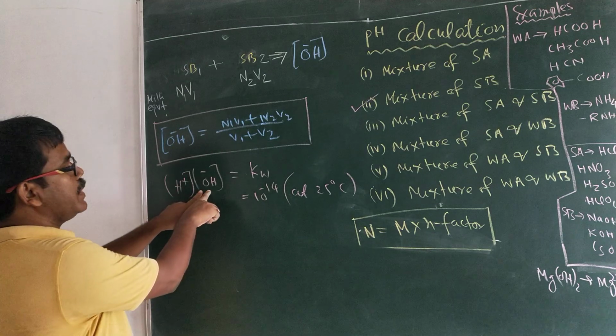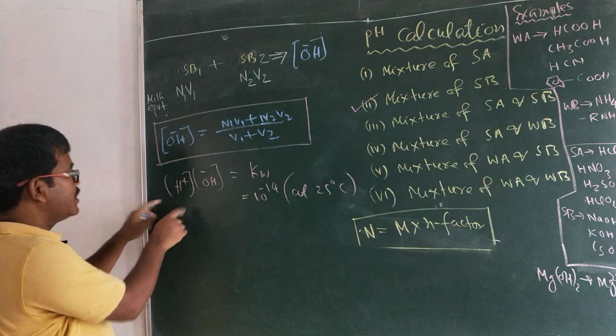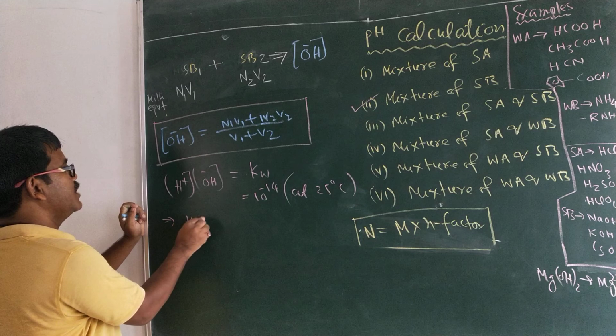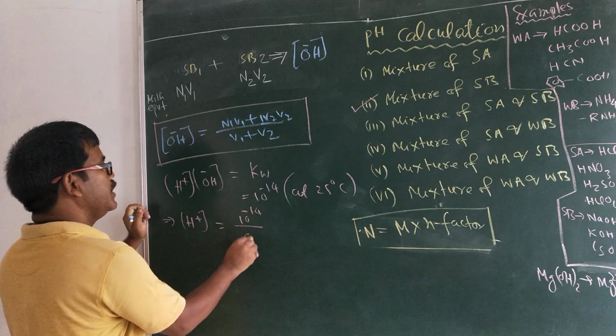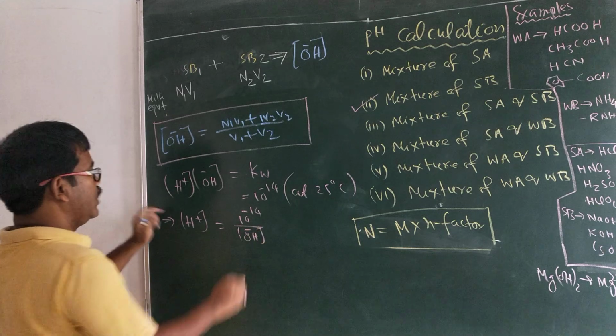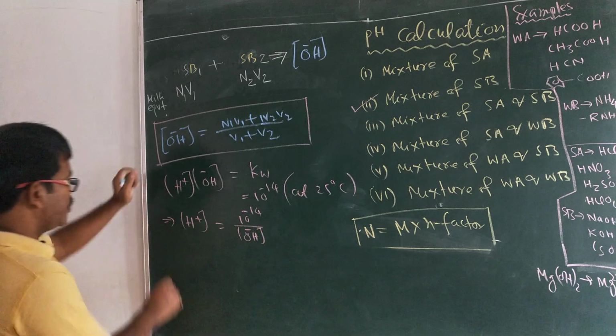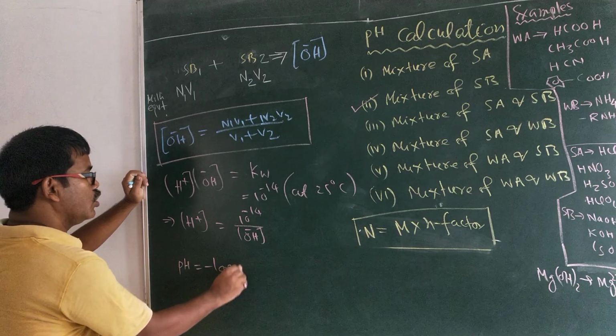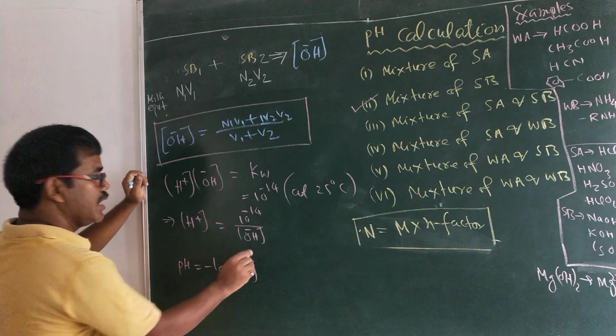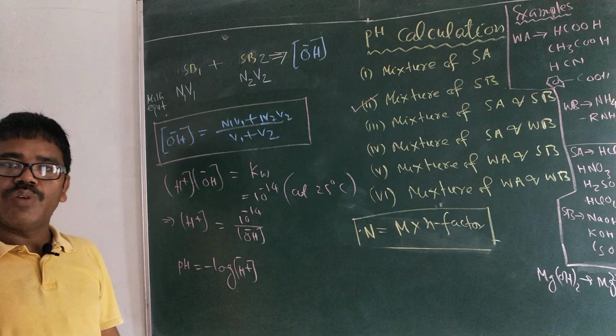Therefore, if you know the OH minus, we can calculate the H plus. H plus will be 10 to the power minus 14 divided by the OH minus concentration. Once we get the H plus concentration, we can calculate the pH. pH is nothing but minus log of H plus concentration. Am I right? Could you follow?